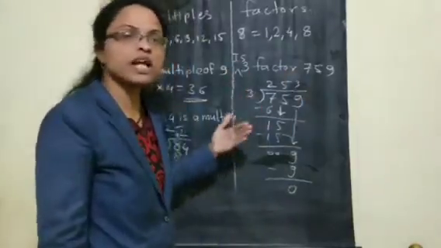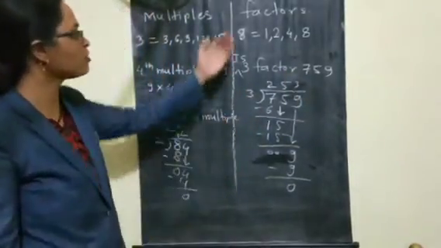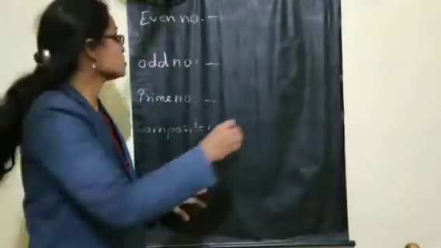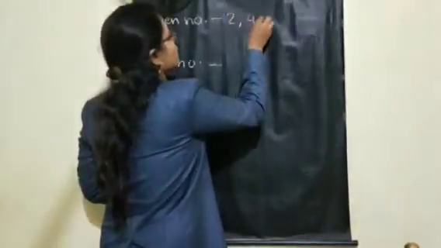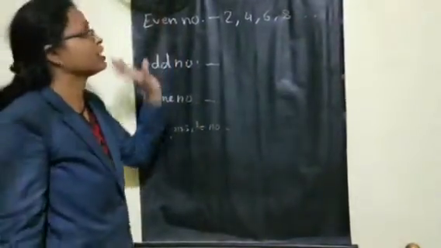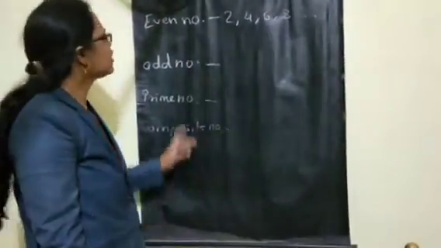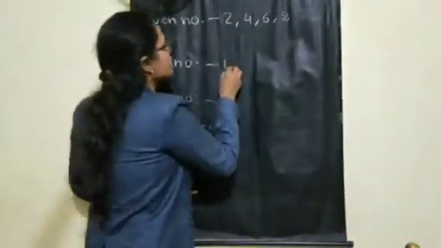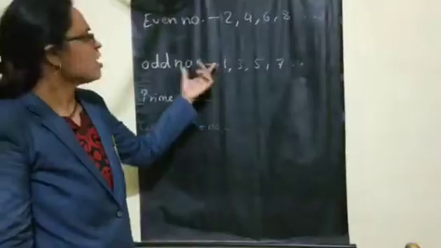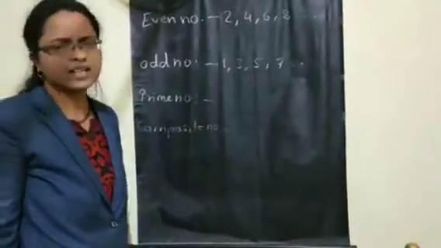So like this you have to solve a variety of different problems based on factors and multiples. Numbers 2, 4, 6, 8 and so on: the numbers which are divisible by 2 are called even numbers. Then odd numbers 1, 3, 5, 7 and so on: such numbers are odd numbers, which are not divisible by 2.